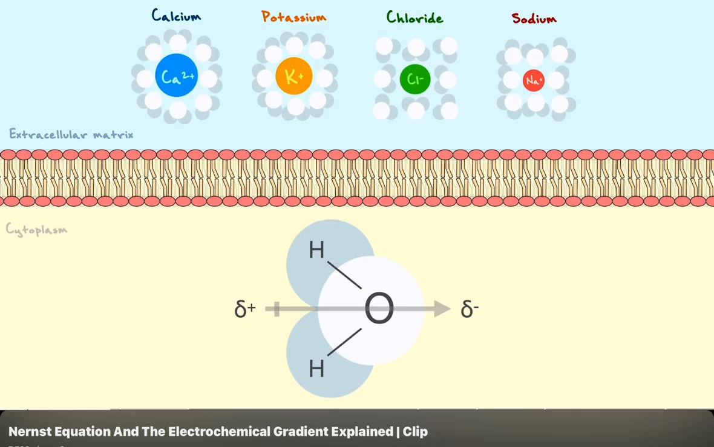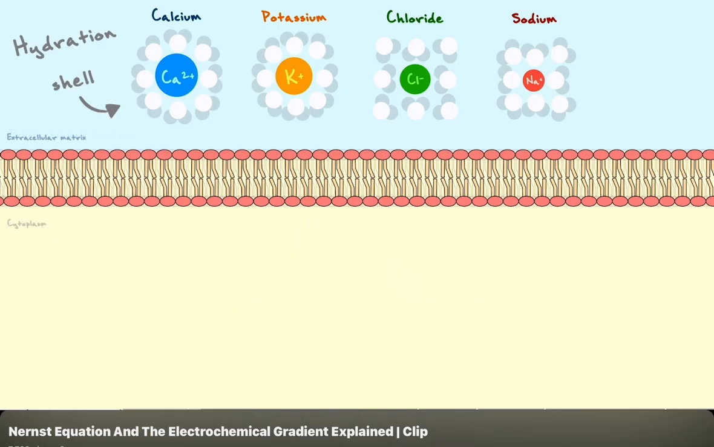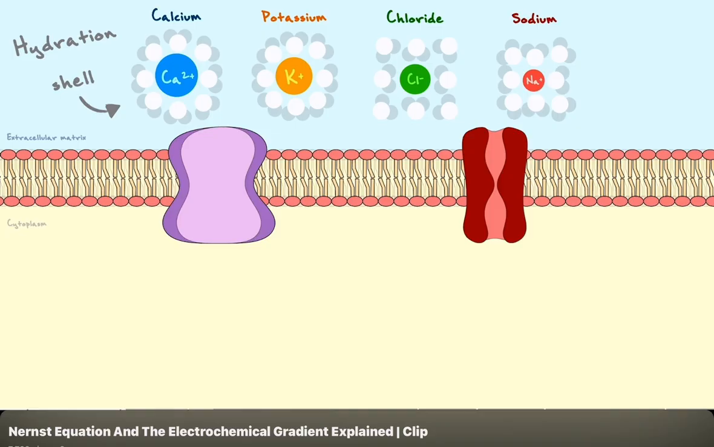In solution, these interactions envelop ions in what we call hydration shells, and these shells are exactly what prevents the ions from crossing the membrane. To cross the membrane, ions go through particular proteins that are embedded in the membrane. Many different classes of these proteins exist, but for our discussion today, we will cover ion transporters and ion channels.